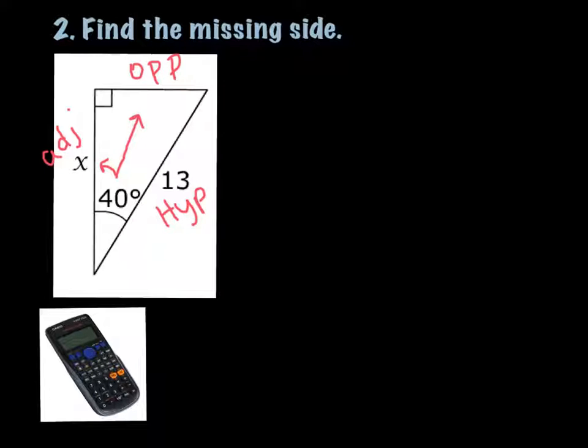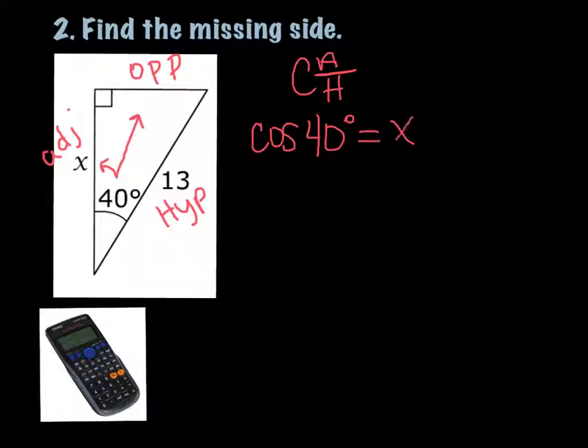So take a look at what we're using. We have the hypotenuse and the adjacent. We don't need the opposite. So which of our trig ratios uses adjacent and hypotenuse? Well, if you're thinking cosine, adjacent and hypotenuse, you're right. So what we do is we write cosine of 40 degrees equals adjacent, which is x, over hypotenuse, which is 13.